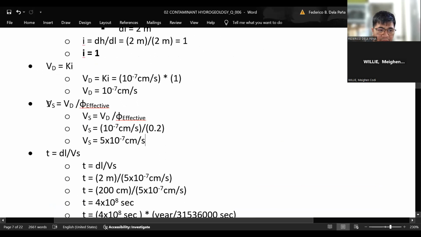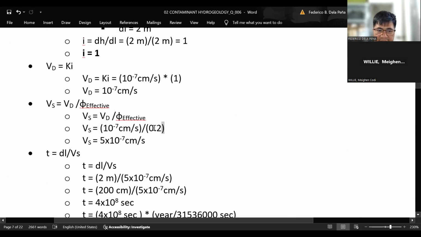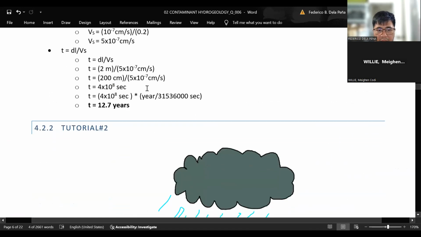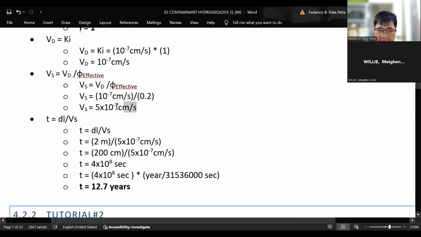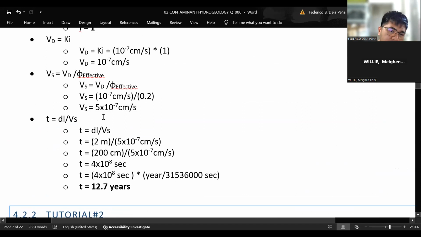And to do that, you have to convert your Darcy velocity into your seepage velocity. You can easily do that by dividing your Darcy velocity by the effective porosity. And the given effective porosity is 0.2, as given in this problem. And that will essentially give you a seepage velocity that is 5 times higher than your Darcy velocity.